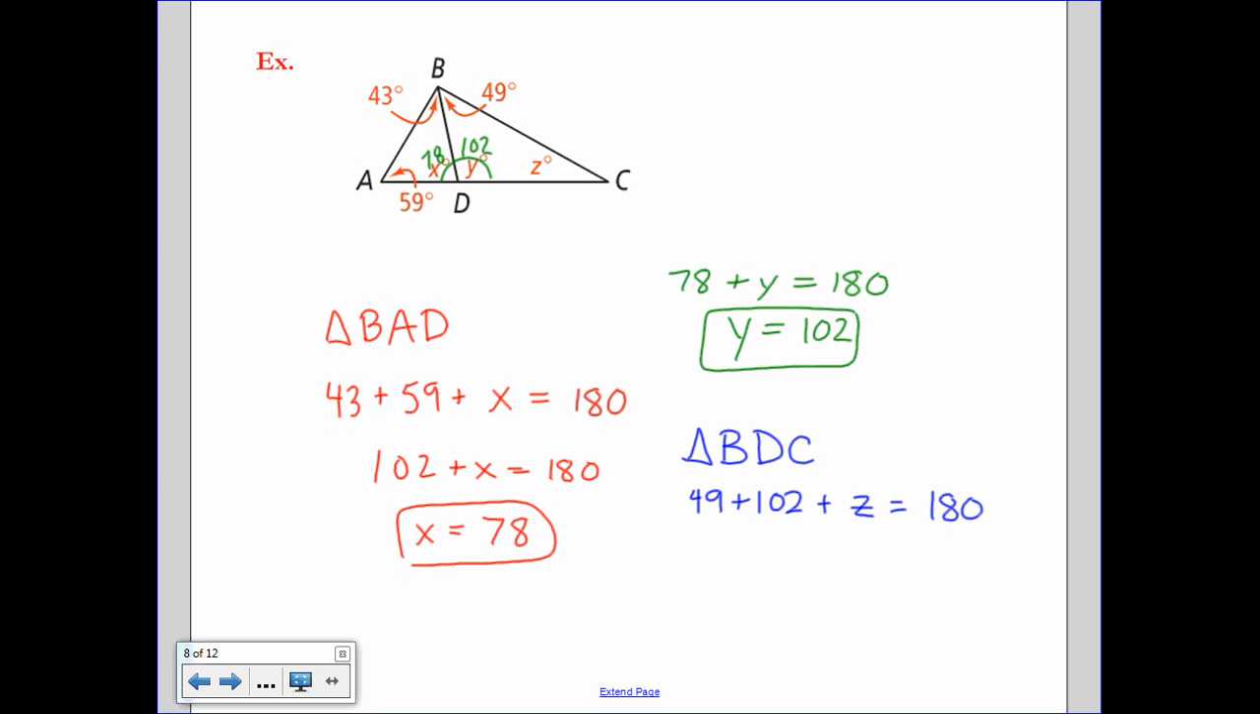Again, I'm just combining like terms. 151 plus z equals 180. I put that little line inside of the z so that you know it's not the number 2. It's just a handwriting tip. And z comes out to 29. So you're using all of the relationships that we talked about to find missing measurements inside of a figure.